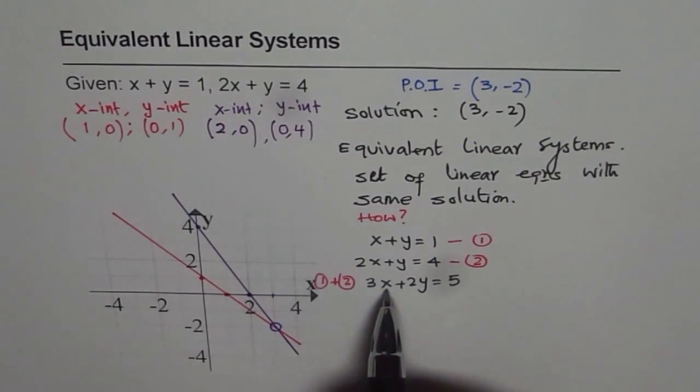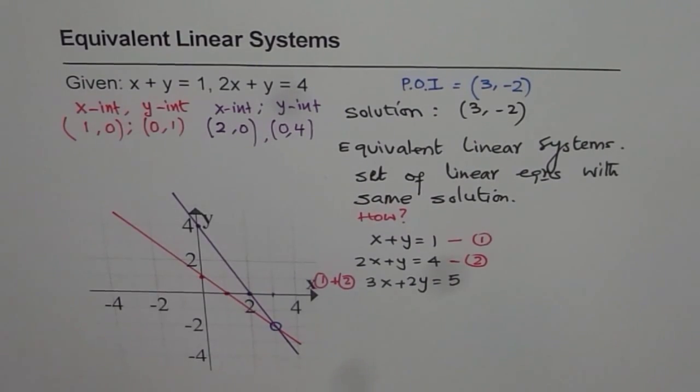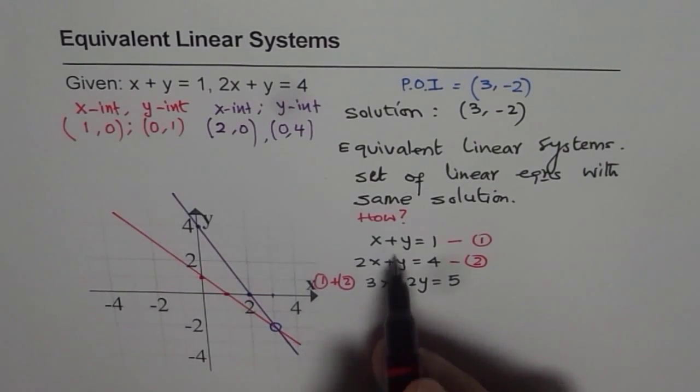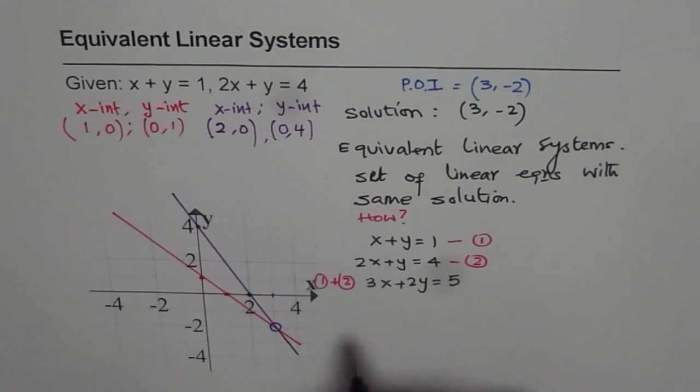If I write 3 here, 3 times 3 is 9 and minus 2 times 2 is minus 4. 9 minus 4 is 5. It works. Do you see that? So the point (3, -2) lies on this equation. Okay, so I got one of the different. This is very different from the original equation.